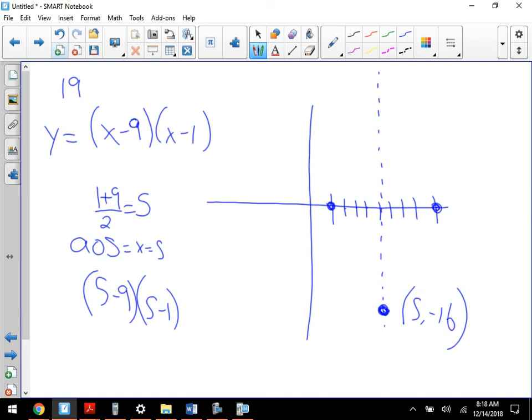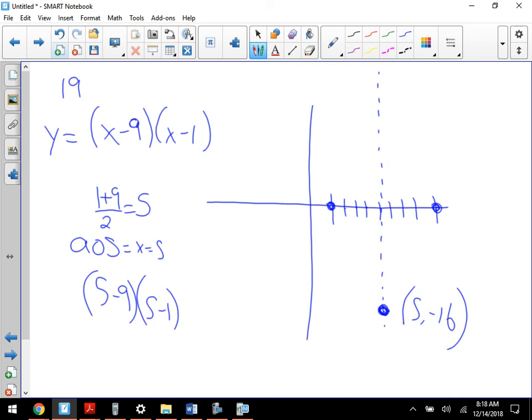Ask where's the axis of symmetry? Where's the vertex? Things like that. Right? How'd you find the y-intercept? Just put in 0 for x. Very good. If I ask you where's the y-intercept, you just remember your y-intercept is when x equals 0. What's 0 minus 9? What's 0 minus 1? What's negative 9 times negative 1? And that's where you would go from there.